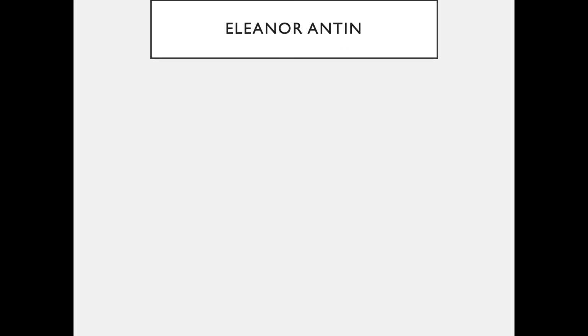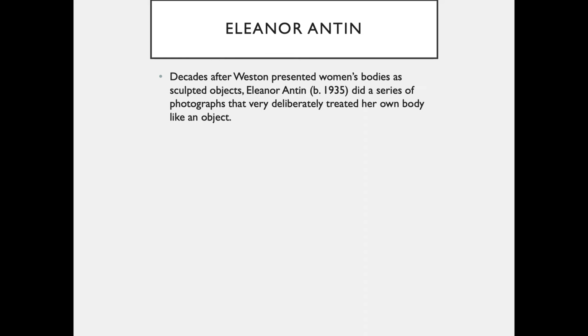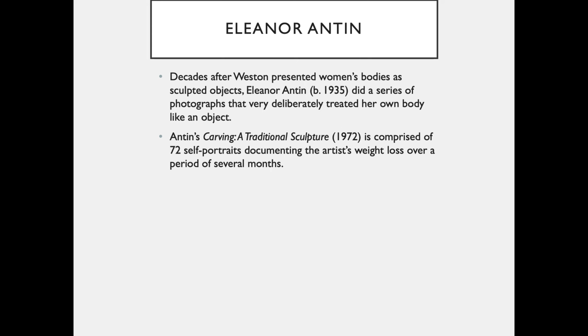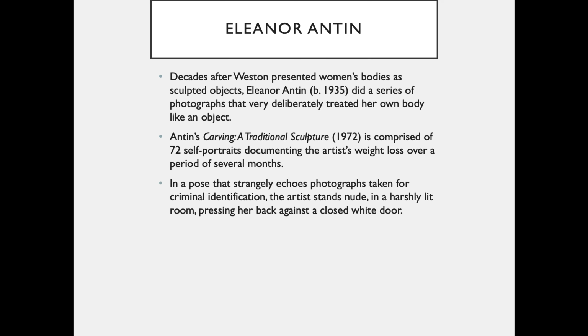Eleanor Antin. Decades after Weston presented women's bodies as sculpted objects, Eleanor Antin did a series of photographs that very deliberately treated her own body like an object. Antin's Carving: A Traditional Sculpture, made in 1972, is comprised of 72 self-portraits documenting the artist's weight loss over a period of several months. So she went on a diet, and as she began to lose weight, she took pictures of herself.